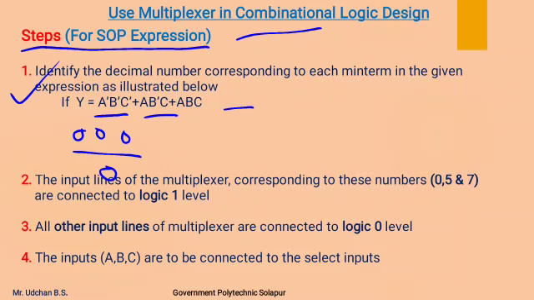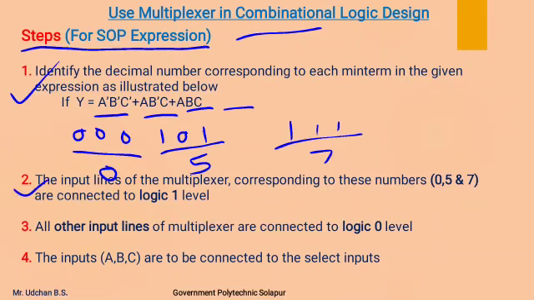For A B bar C, the binary equivalent is 101, and its decimal equivalent is 5. And for A B C, the binary equivalent is 111, and its decimal equivalent is 7. So the decimal numbers corresponding to each min term in this example are 0, 5 and 7.